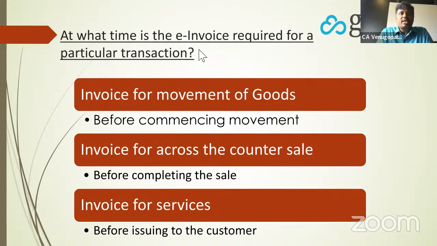When should I issue the e-invoice? As usual, whenever in the earlier scenario you were issuing the invoice, at the same time you will be doing the e-invoice. There is no change in the issue of invoice. Section 12 read with sections 12 and 13, those provisos still hold good. The time of supply will hold good.